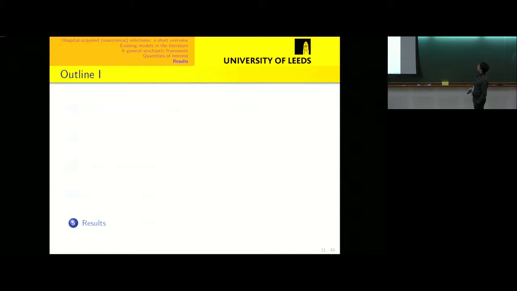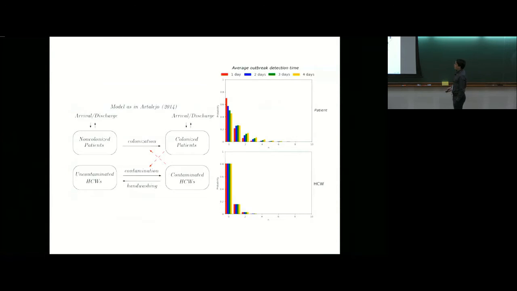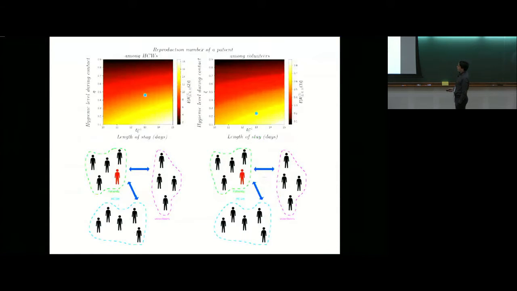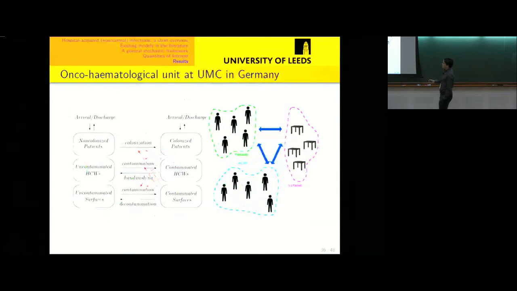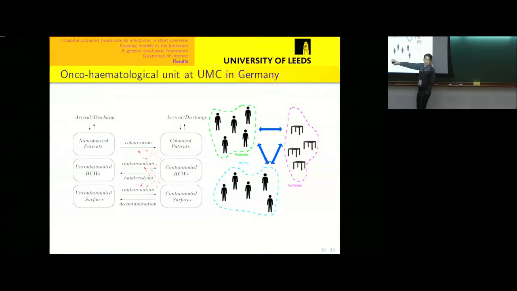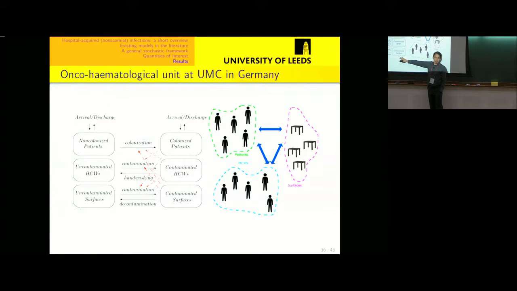Some results. I'm going to skip a bit of this, but just to give you a flavor of the type of results that you can get. Imagine that, for example, you have this model. This was the original model by Wolkowitz et al. They were looking at environmental contamination.